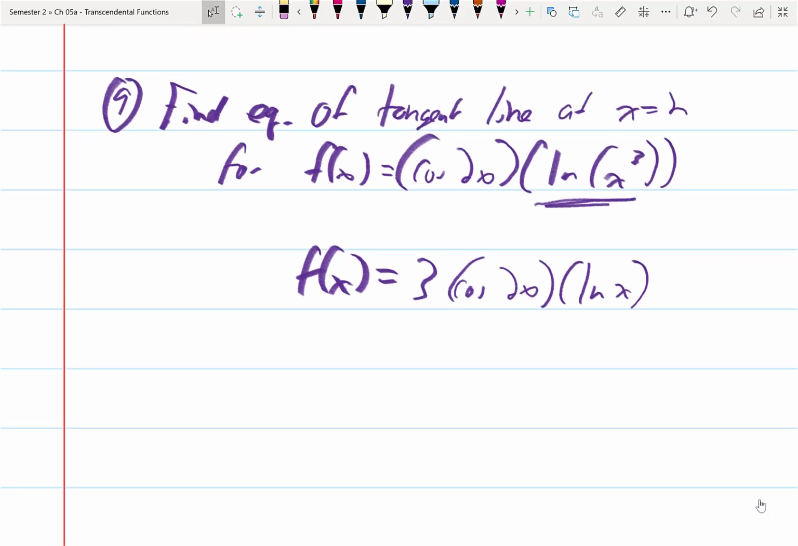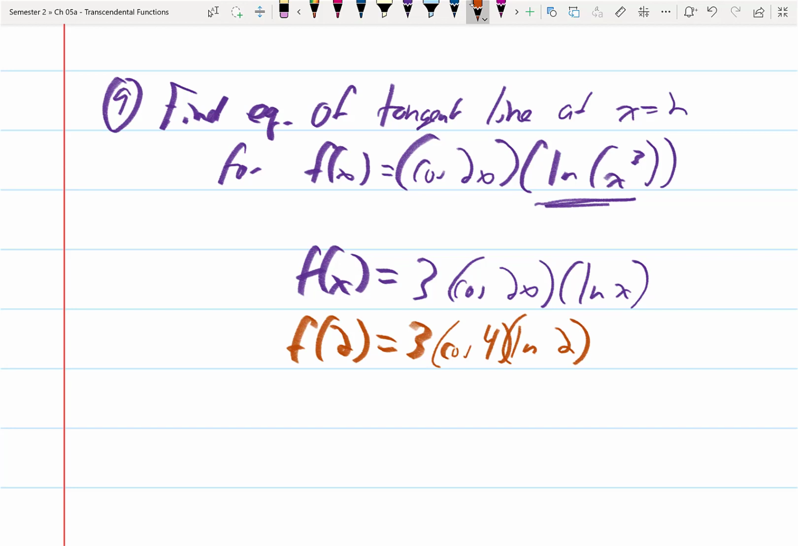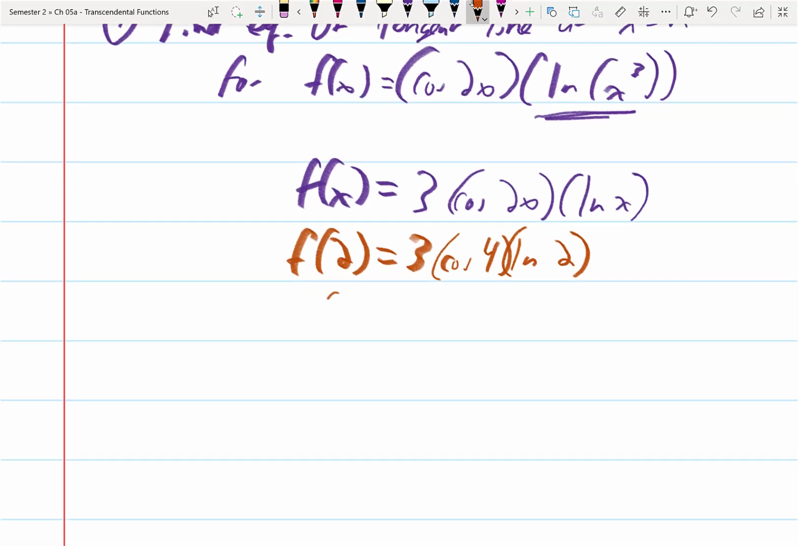So if I want to do this at x equals 2, let's first find f of 2, which is 3 times the cosine of 4 times the natural log of 2. So given that, that's my ordered pair. I know it's a weird ordered pair, but 2, 3 cosine 4 natural log of 2. And then let's figure out f prime.